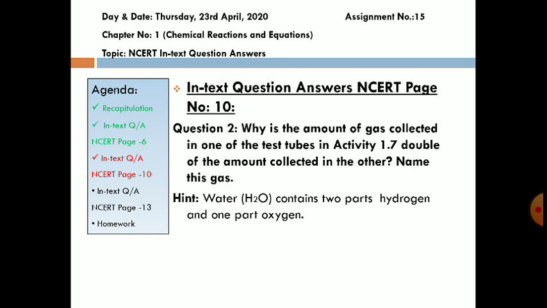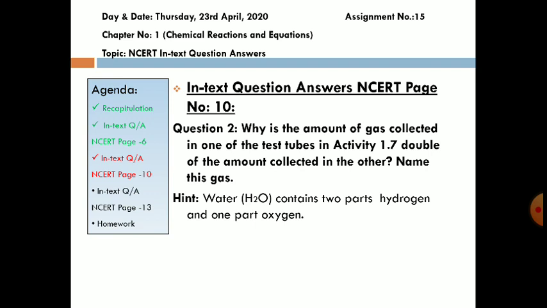Now coming to second question on page number 10. Why is the amount of gas collected in one of the test tubes in activity 1.7 double the amount collected in the other? Name this gas. This activity 1.7 is of electrolysis of water. During the electrolysis of water, hydrogen and oxygen get separated from water, H2O, by passing electricity through it.